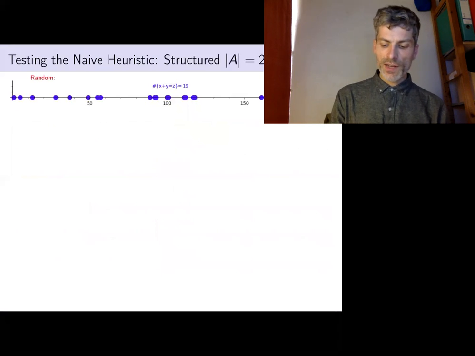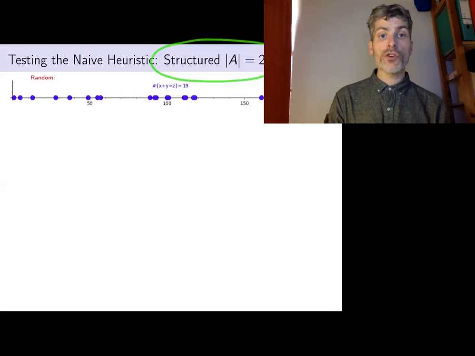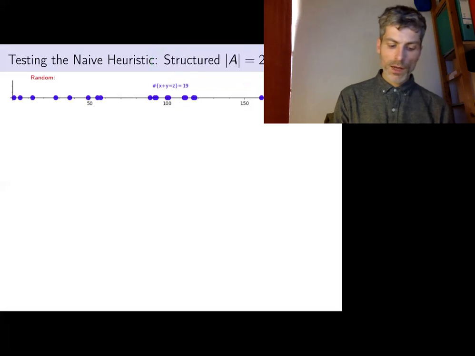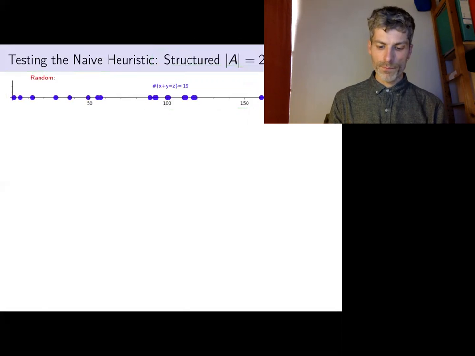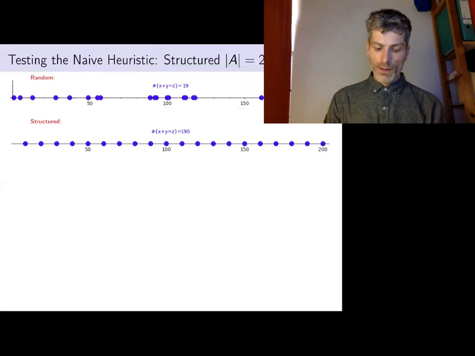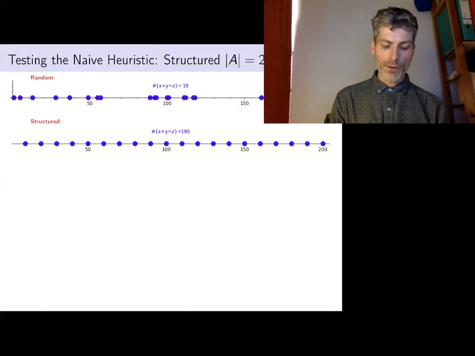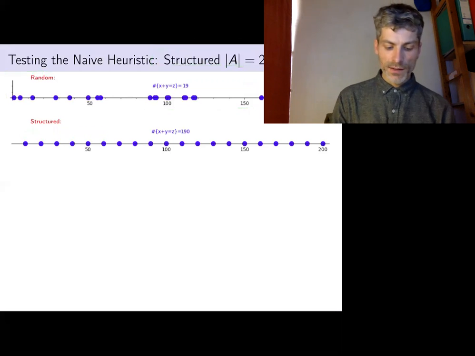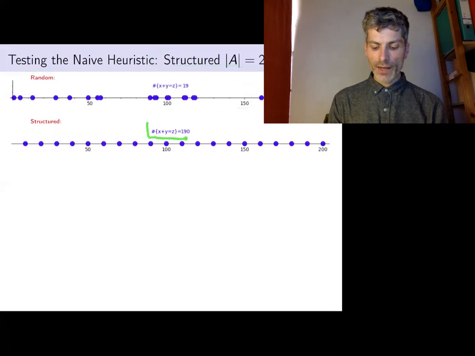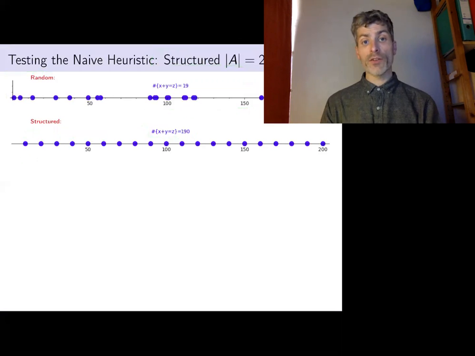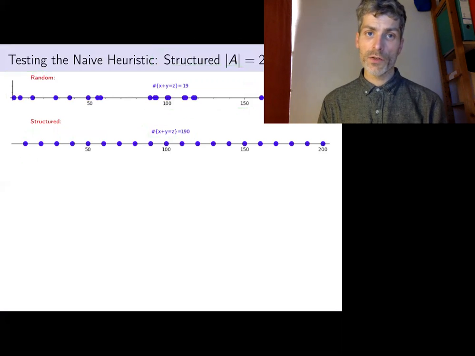So now let's test the naive heuristic for some structured sets. This top line is just to remind you of what a random set looks like, because I want to show you some more sets which definitely don't look random. So here's our first structured set. It's very regular. It's an arithmetic progression of common difference 10, starting at the number 10. How many solutions do we get? Well, now we get an order of magnitude more. We get 190 solutions to our equation.